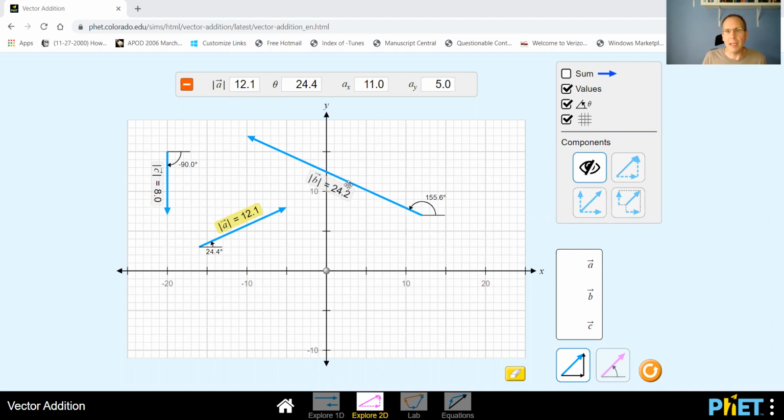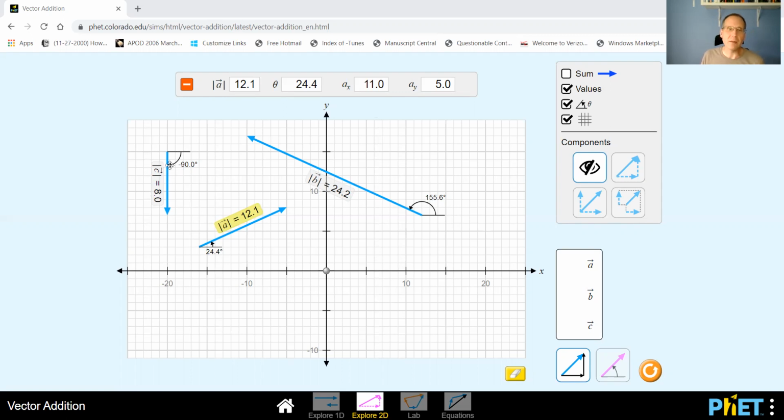Then I have vector B, it's sort of pointing towards the second quadrant. So it has a magnitude of 24.2 newtons, and it has an angle of 155.6 degrees. And then vector C is pointing straight down. In this case, it has a magnitude of 8.0 newtons. If we go counterclockwise, this would be 270 degrees. Or another convention is if we measure clockwise, we say it's negative. So this would be negative 90. So it's either positive 270 or negative 90, same thing.